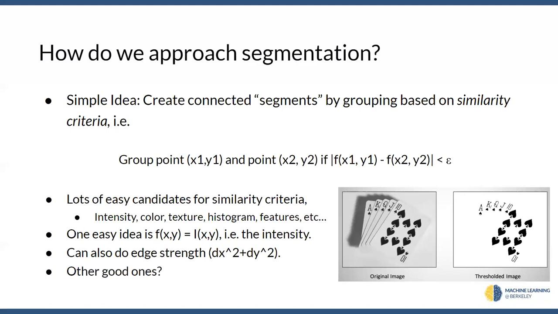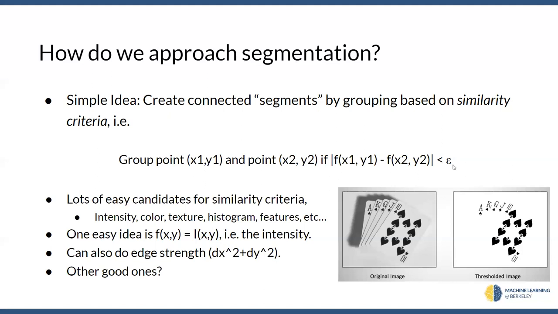One way to approach this is to define some function by which we group pixels together. Let's say we have this image down here and we pick this point, maybe x1, y1, and then a point next to it, x2, y2. We can have some sort of function that takes in the points and returns a similarity criterion. If those two pixels are similar enough, meaning their difference is below some epsilon, then we group them together.